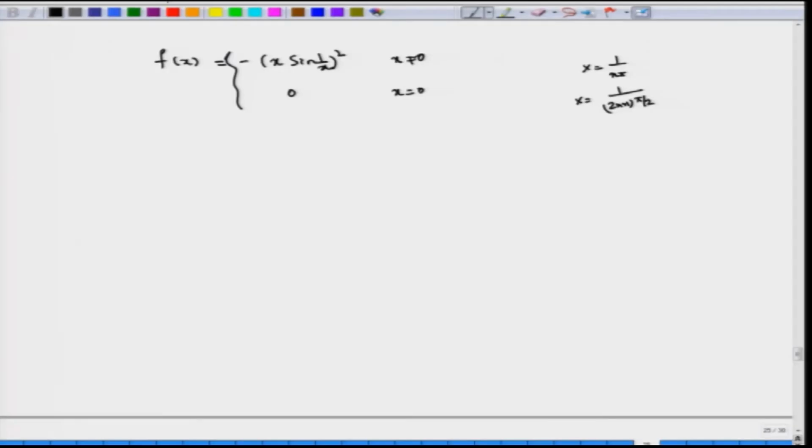Nevertheless, its behavior is such that 0 is a local maximum, as you can see that everything is negative. But it oscillates so much that you cannot say that it is increasing or decreasing anywhere. In every small interval you take around 0, the function is going to oscillate. So, that shows that the converse may not be true.